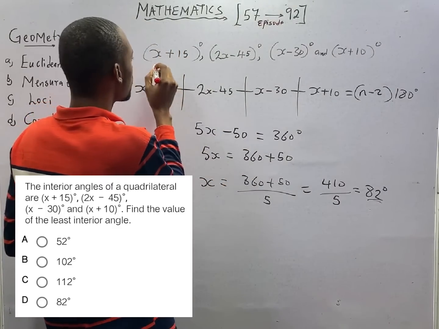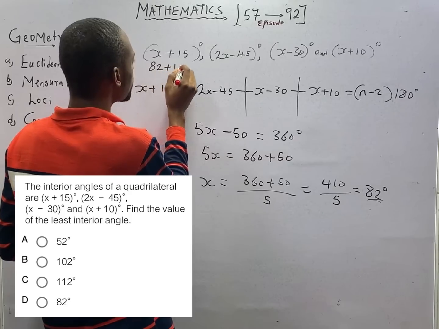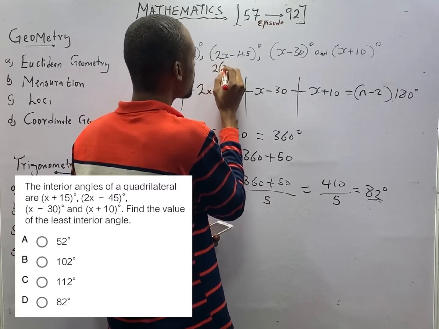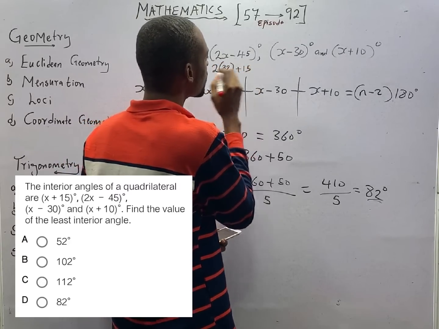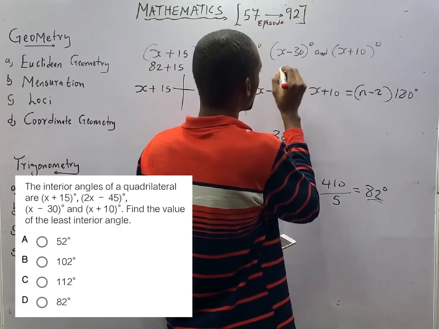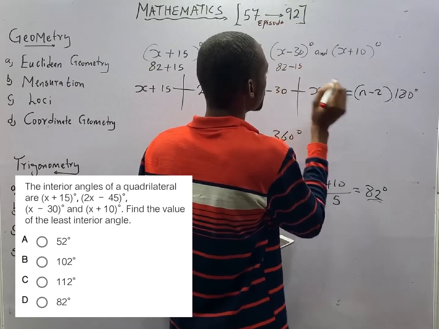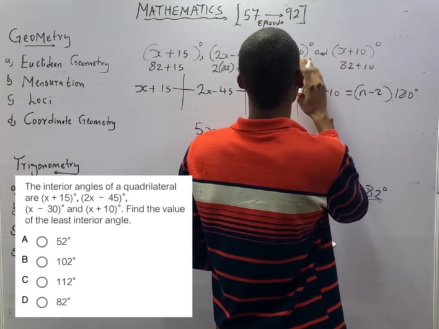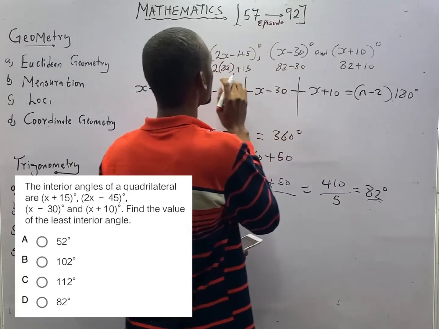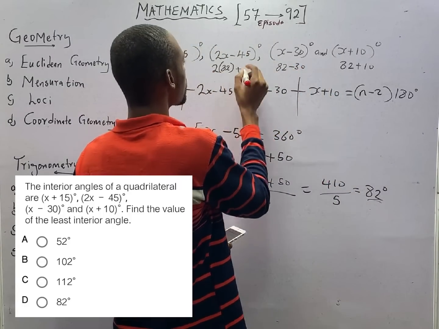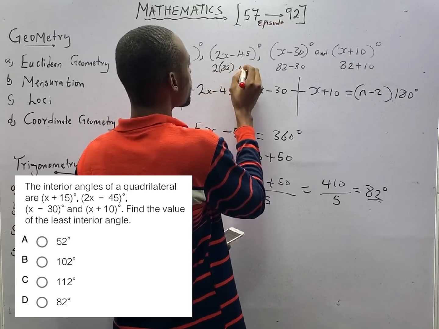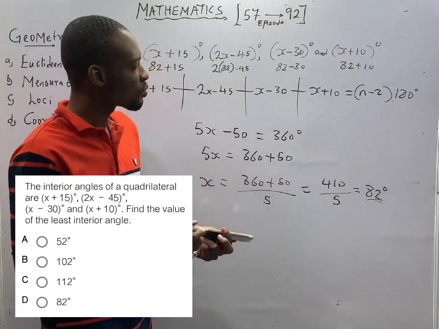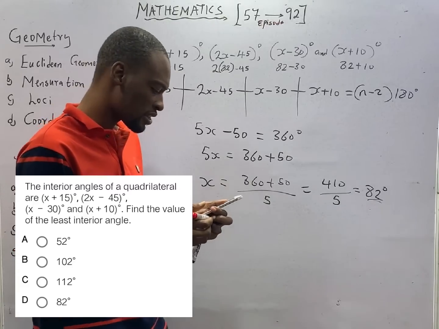Here will be 82 plus 15, since s is 82. Here is 2 times 82 plus 15. Here is 82 minus 15. And here is 82 plus 10. Pardon, 82 minus 30. 2 times 82 minus 45. What I just did was substitute the value of s.